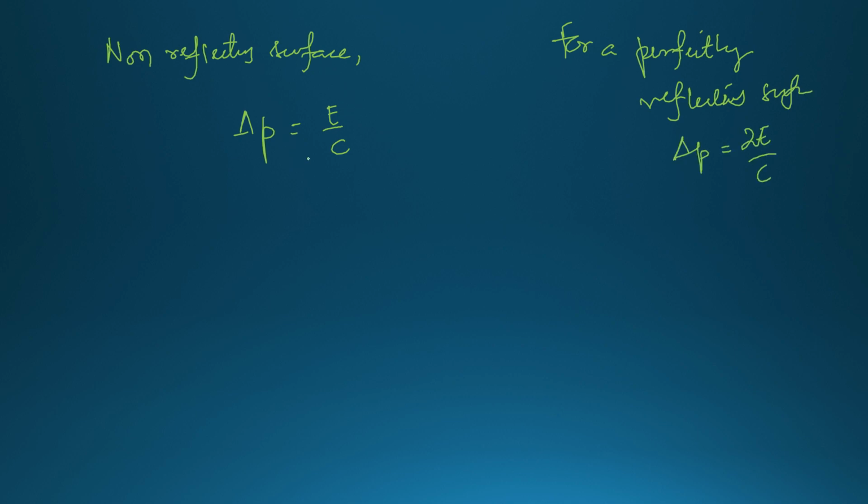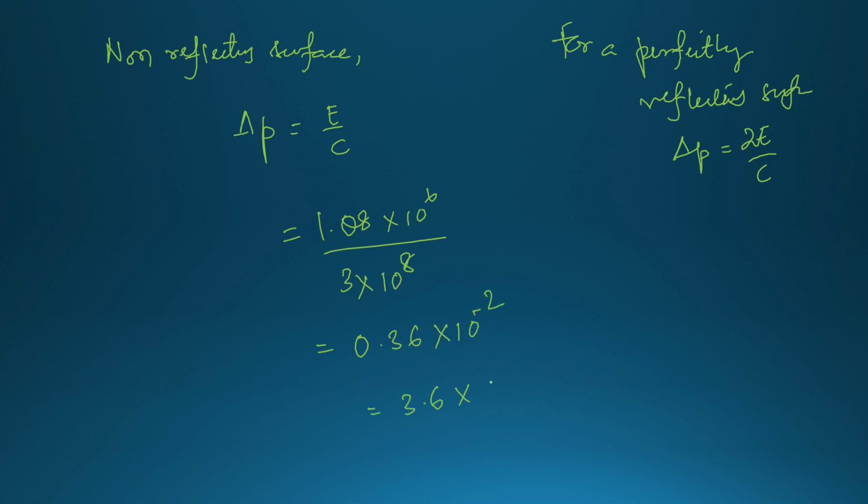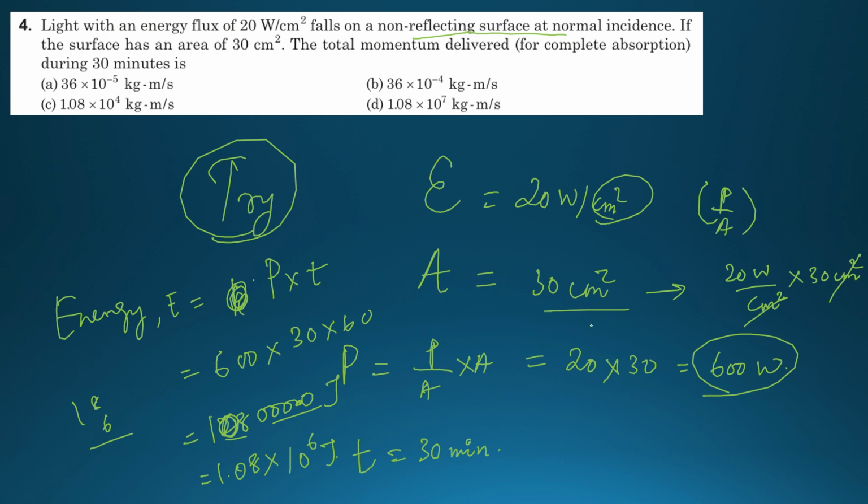So this one is non-reflective, so E by c, E is 1.08 into 10 to the power 6 divided by 3 into 10 to the power 8. So if I do this, 3.6 into 10 to the power minus 3, and momentum is in kg meter per second, because momentum is mv, mass into velocity, mass is kg, velocity meter per second. So 3.6 into 10 to the minus 3 can be written as 36 into 10 to the minus 4. So option B is correct.